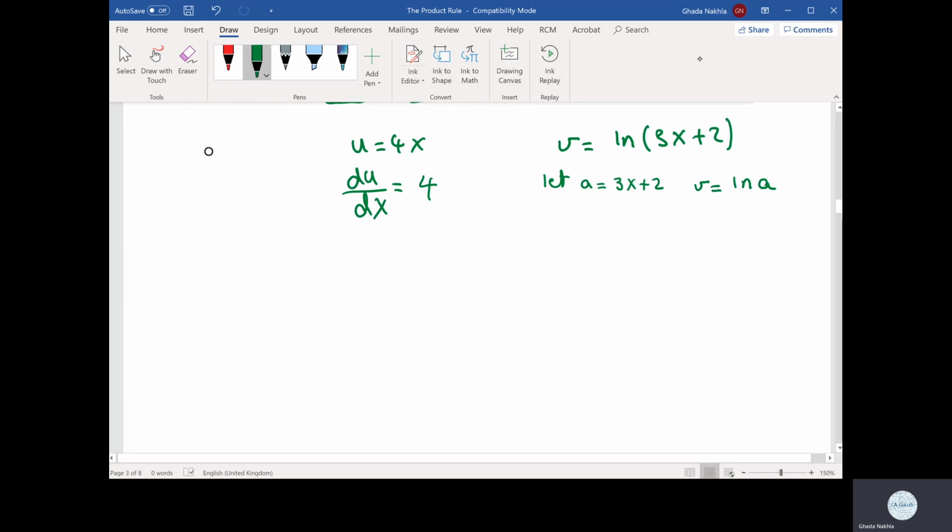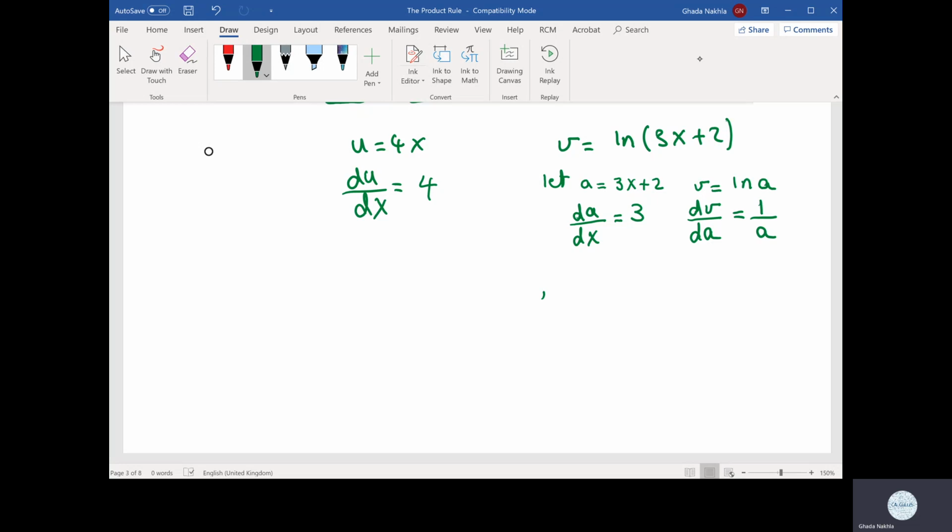Okay, let's differentiate dA by dx. We're differentiating with respect to x. And in this case, you get a 3. 3x becomes 3, plus 2 disappears into 0. And then you differentiate dv by dA. You're differentiating with respect to A, because we don't have an x here, do we? So you can't differentiate with respect to x. And that is equal to 1 over A.